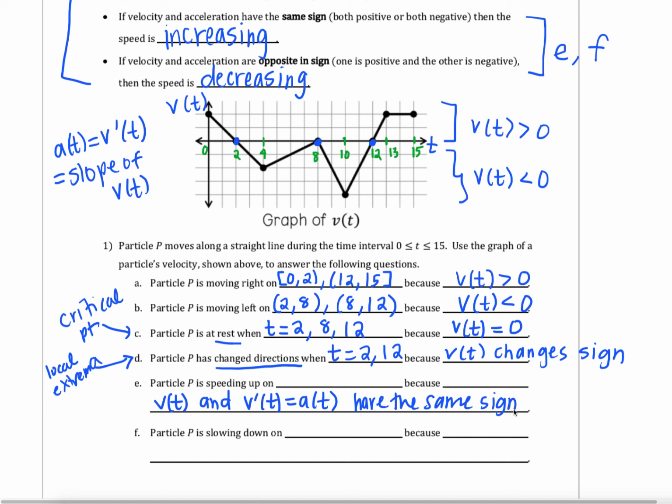Now, it does not matter if they're both positive or both negative, they just need to have the same sign. I'm going to start with the scenario where they would both be positive. Now, for velocity to be positive, we are looking for where we are above the x-axis, and for the derivative of velocity to be positive, we're looking for where we also have a positive slope. Now, the only place where this graph is above the x-axis with a positive slope would be from 12 to 13. So that's the case where both velocity and acceleration are positive.